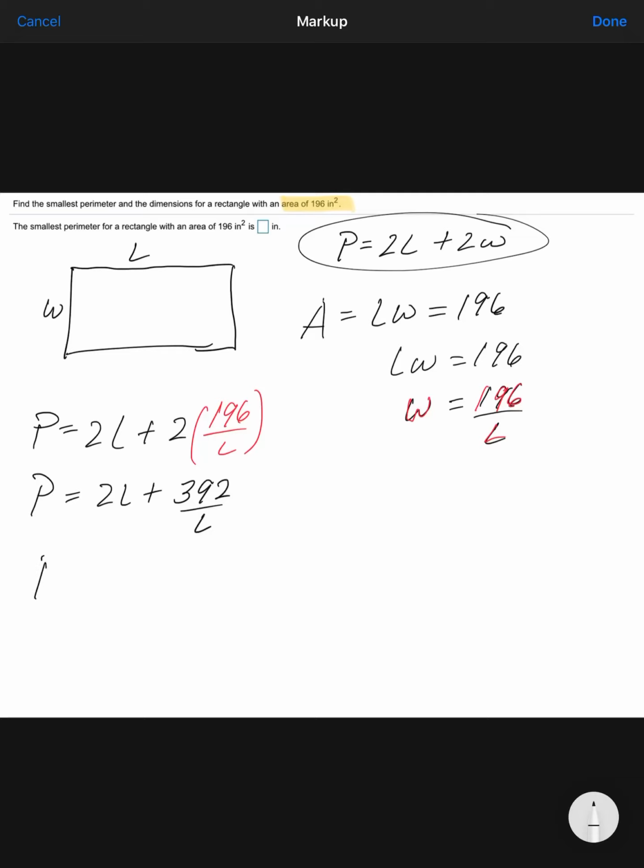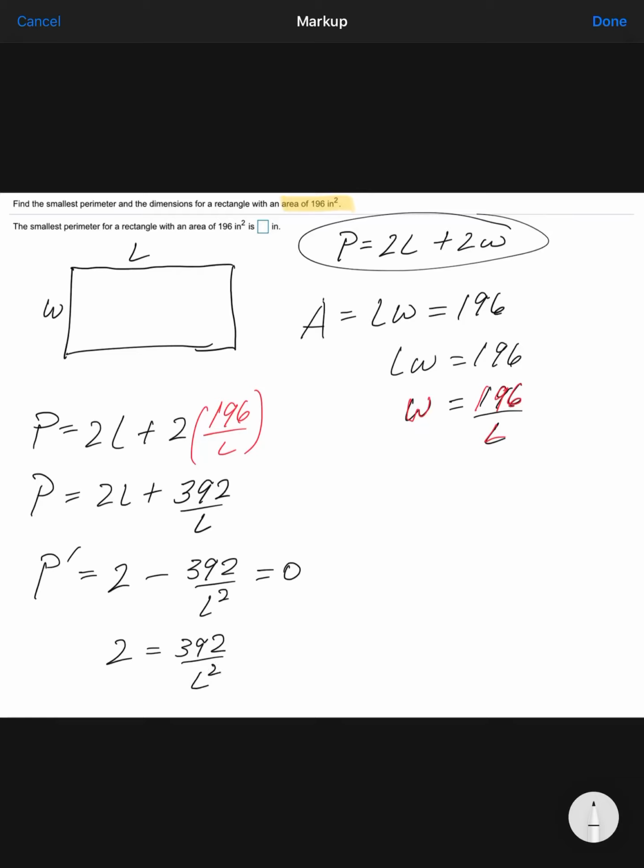So now we're going to say P prime. We get the desired formula, derive it. That becomes 2 minus 392 over L squared. Then we said set that derivative equal to 0 and solve for the variable. So we have 2 is equal to 392 over L squared.